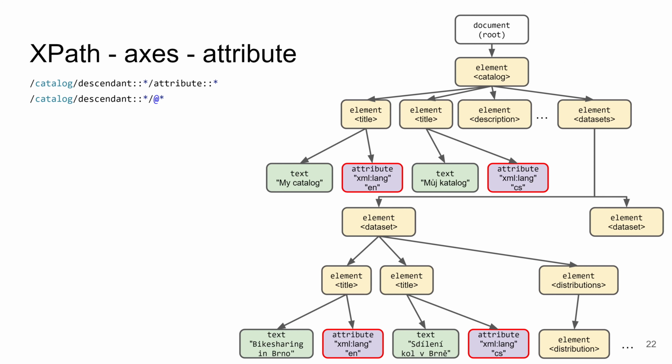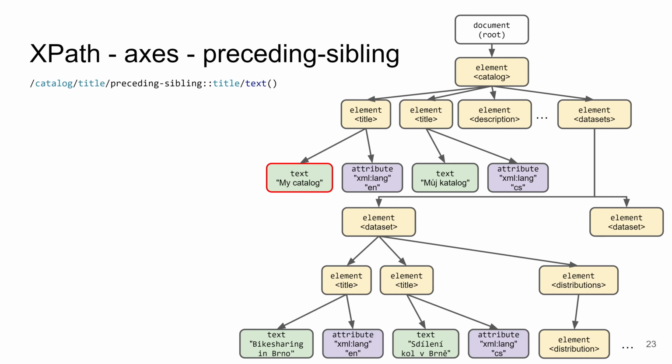And we have seen this before. The shortcut for the attribute axis is the @ symbol. So if I want to select all attributes of all descendants, I can do it in XPath like this. And again, these two queries are identical. And the result of those queries are the attribute nodes of all the descendants of the catalog element. And there are more axes, more interesting ones.